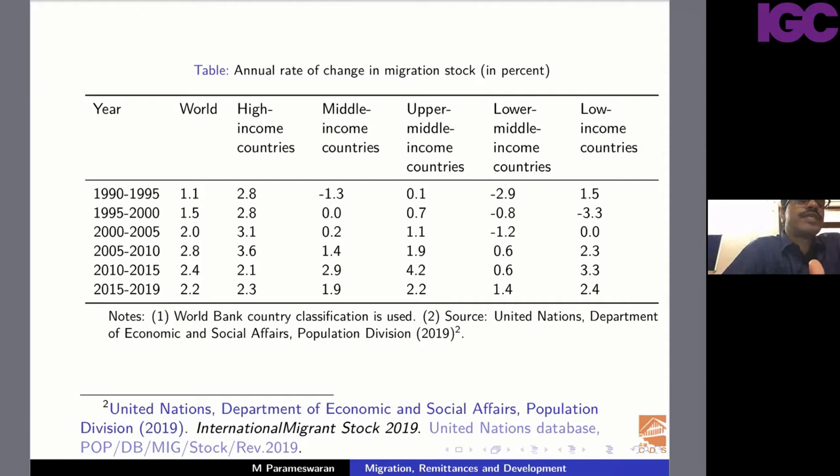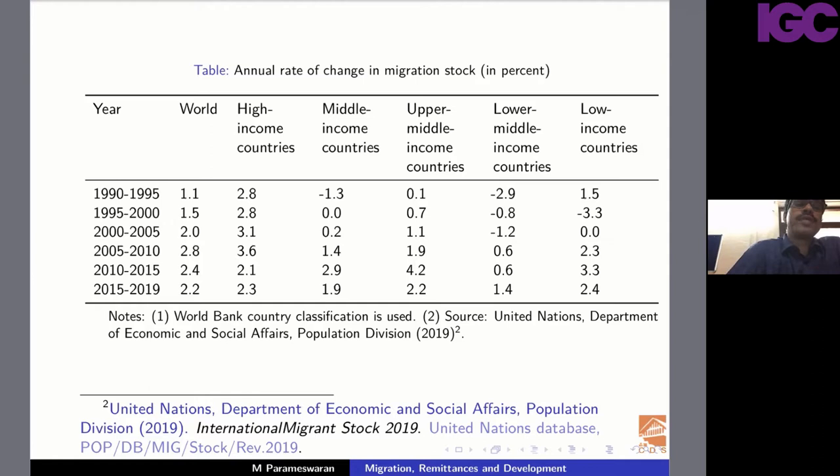But if you look at the high income countries, the growth rate is always very high and near to the world average. But when it comes to the low income countries, it is fluctuating, largely due to the increase in the refugees. But in low and middle income countries, it is very low.